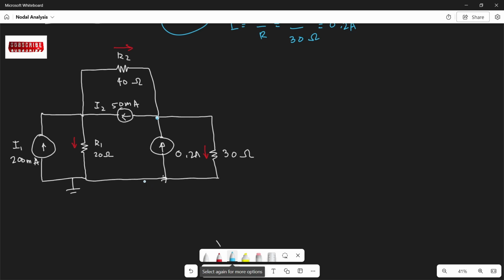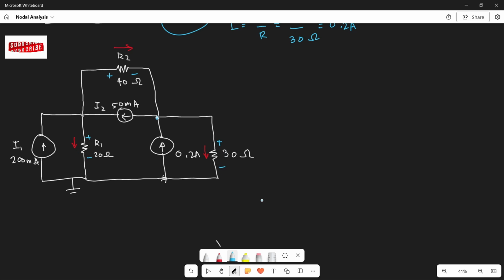Now that we have the assumed current directions through each resistor, the next step is to indicate the polarities of each resistor based on the directions of the current. For resistance R1, the polarity will be positive here and negative here. For R2, this will be positive and this will be negative. And for R3, this will be positive and this will be negative.